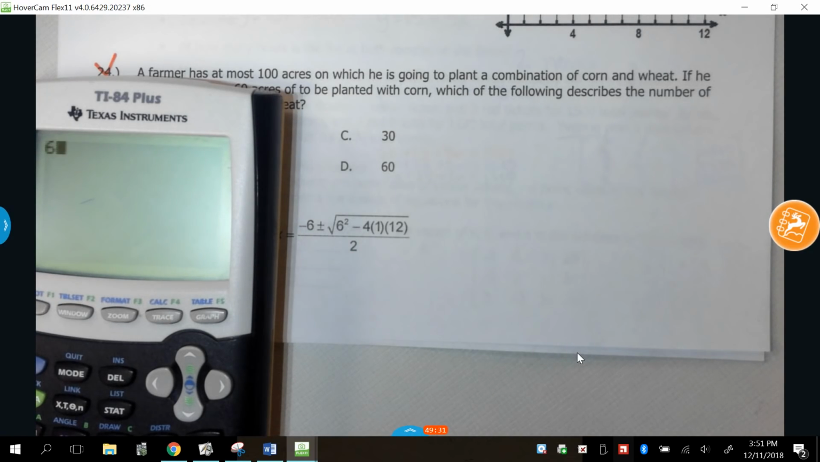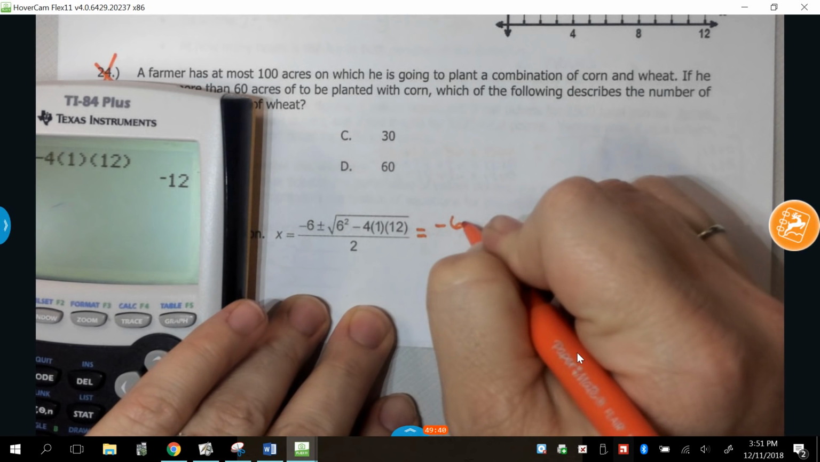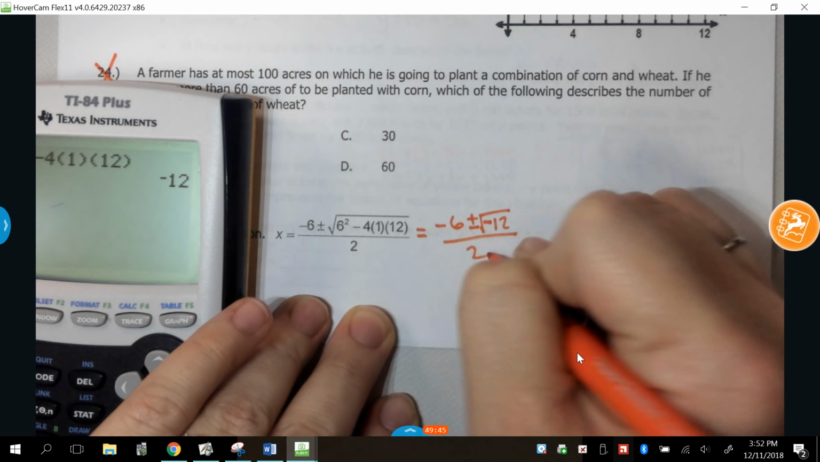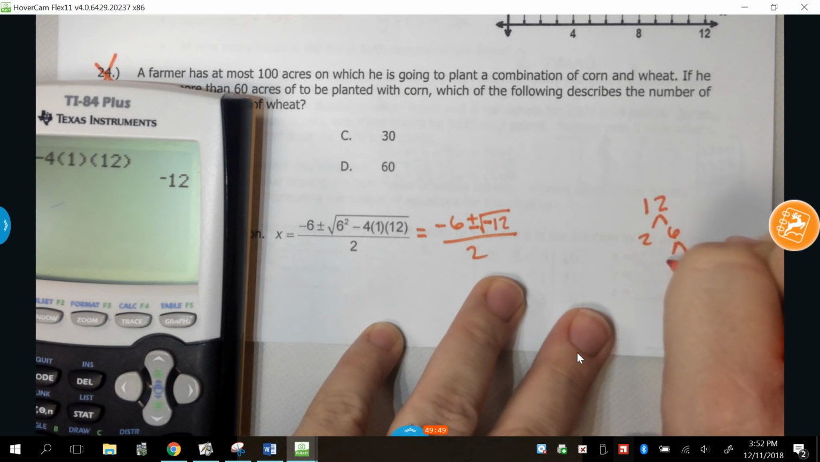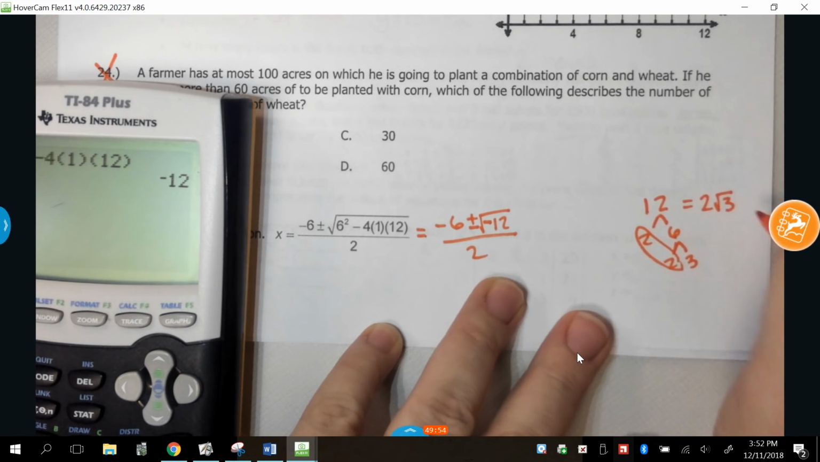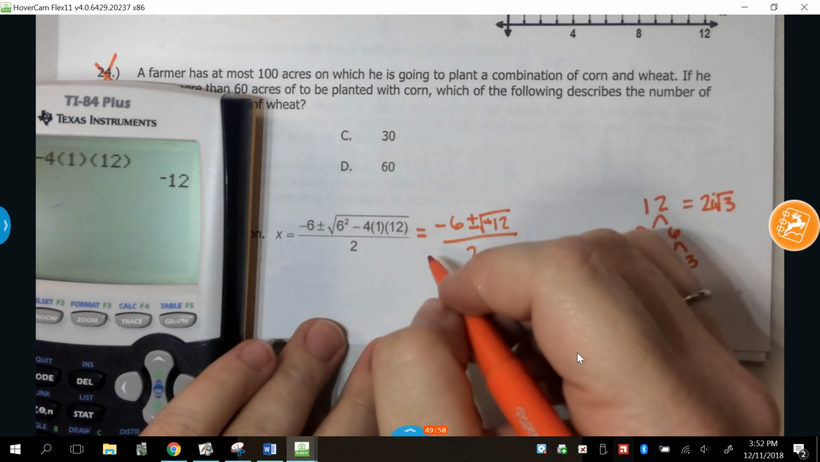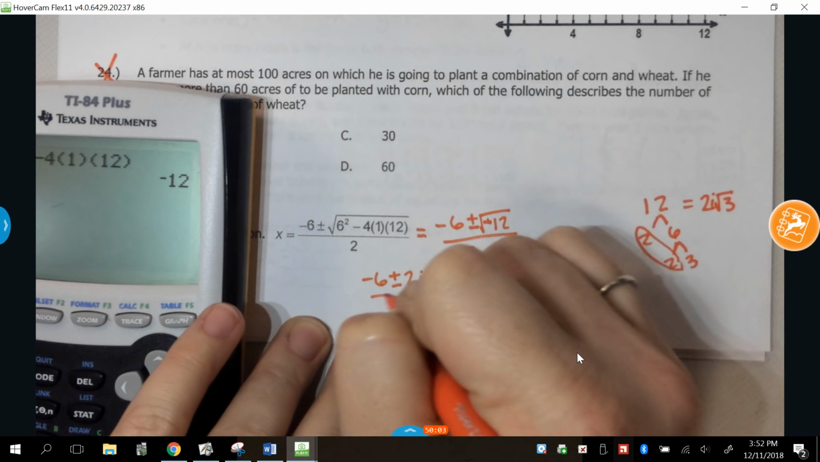So 6 squared minus 4 times 1 times 12. That gives negative 12, which gives me negative 6 plus or minus the square root of negative 12, over 2. We just did one like this. So 12, 2 and 6, 2 and 3, so this simplifies to 2 square root of 3, but we have to take out the i, so it's actually 2i square root of 3. So negative 6 plus or minus 2i square root of 3, over 2.